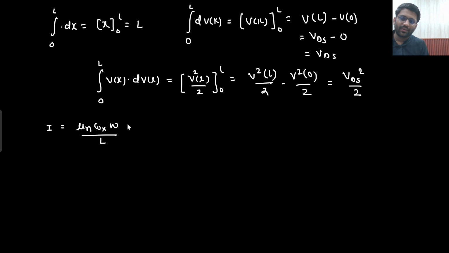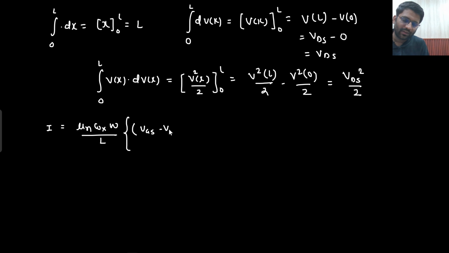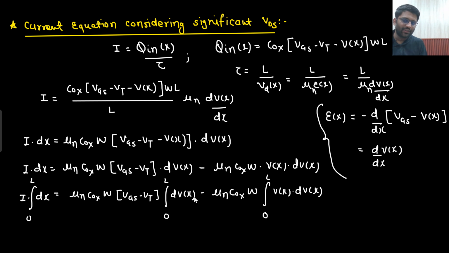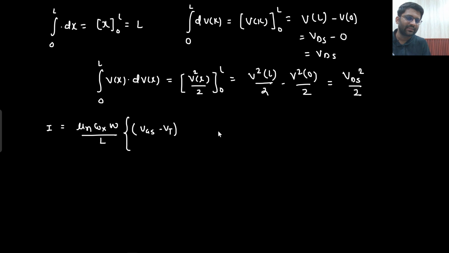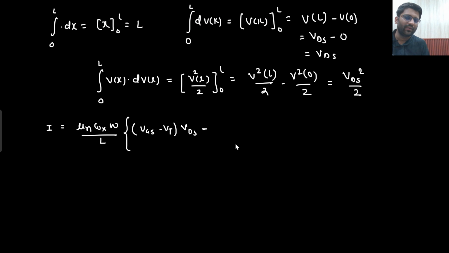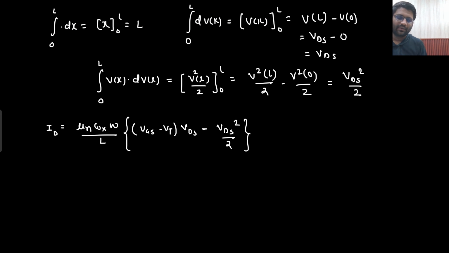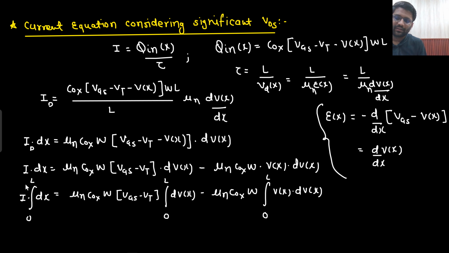Now open the bracket. In the bracket, mu n Cox is coming common. VGS minus VT you are having. Then this integration 0 to L dVx is coming out to be equal to VDS, minus, this has been taken common, 0 to L Vx dVx, that is coming out to be VDS square by 2. There you go. This is the current you are getting and we will call it the drain current.